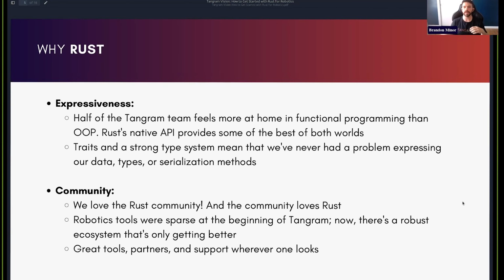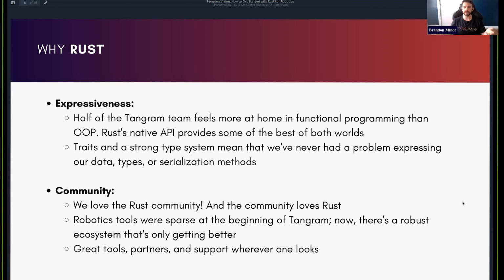There's a lot of functional programming in Rust natively that makes us feel very much at home. Rust's native APIs, which have just become more complete over time, give us the best of both worlds. Traits and a strong type system mean that we never have a problem expressing anything we've ever wanted to do. It might become verbose. Of course, it will become very verbose. But at the beginning, honestly, that was due to us not quite understanding how to utilize what Rust gives us. Now that we have 3 years of working with Rust in production under our belt, even the verbosity is not really an issue anymore.